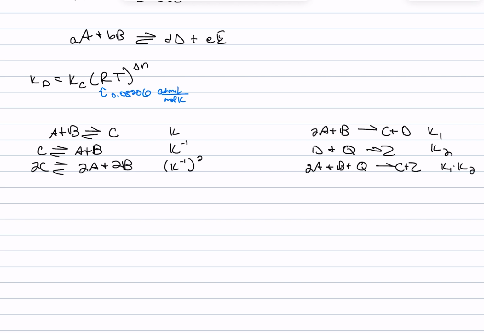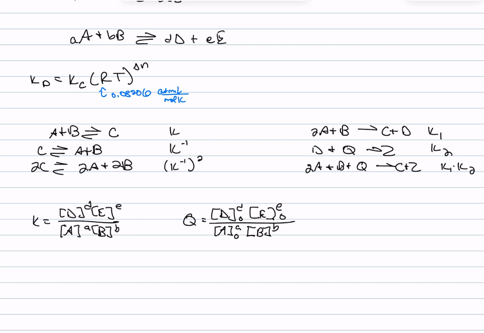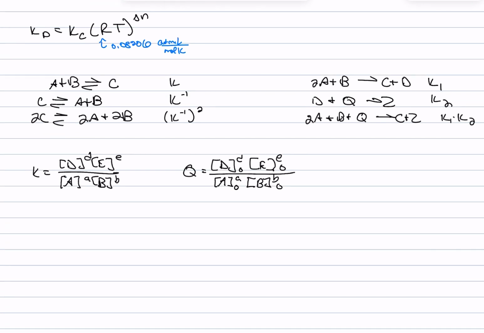So I'm just going to rewrite the expression for K, and then we have Q, which is basically the same as K, except it uses the initial values. One reason why these two values are important is because we can use them to determine the net direction of the reaction. For example, if Q is less than K, the reaction shifts to the product side, whereas if Q is greater than K, the reaction shifts to the left, creating reactants. And if Q equals K, that means it's at equilibrium.